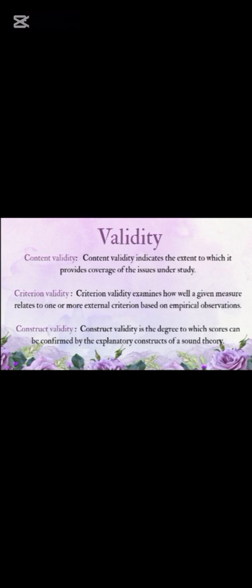So, the final takeaway is content validity covers all relevant topics, criterion validity aligns with real life outcomes, and construct validity accurately represents the concept being measured.